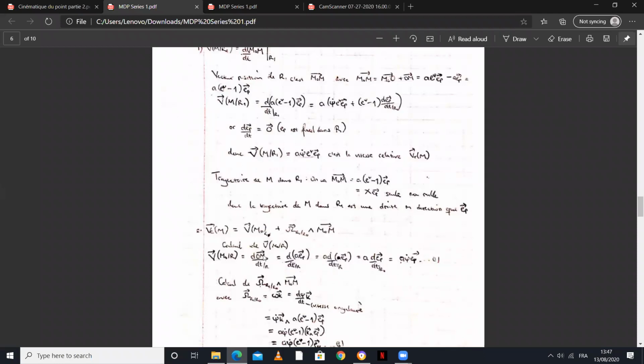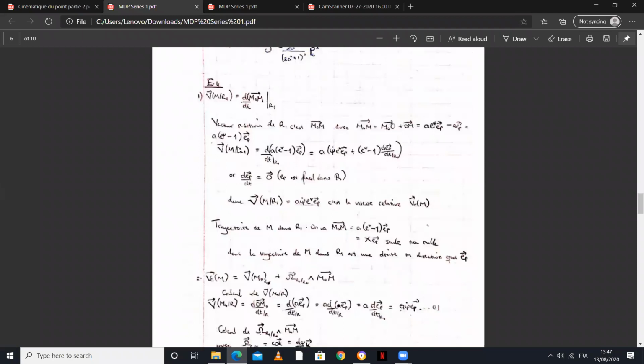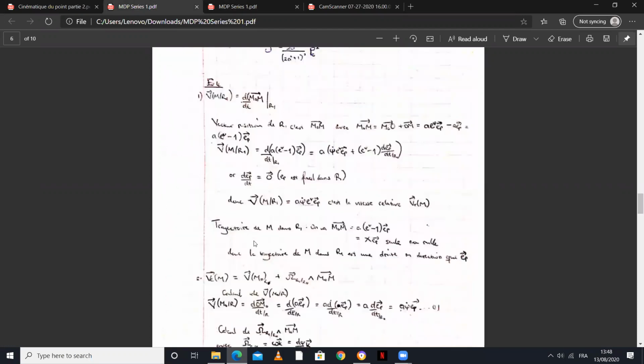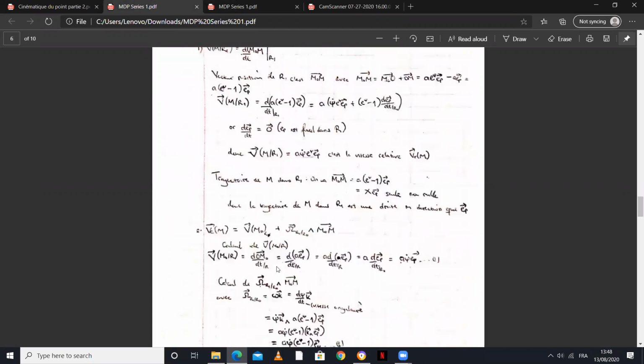It's going to be d de OM0 dt par rapport à R. And OM0 is equal to, we have it in the question, OM0 is equal to A suivant E rho. Then you ask yourself, this time around, you are deriving in which repère?